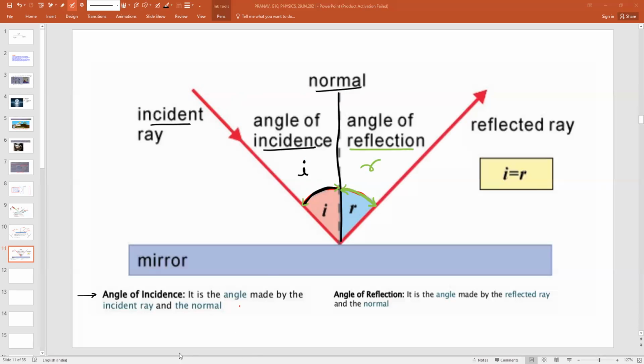Now, after this, very, very important things come. That is known as laws of reflection. That is known as what? Laws of reflection.